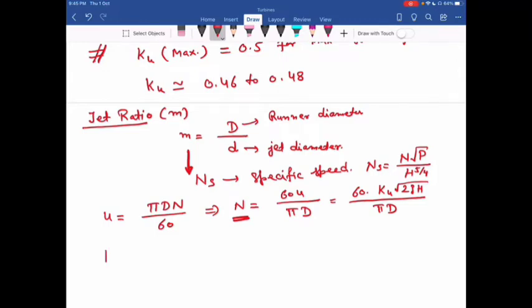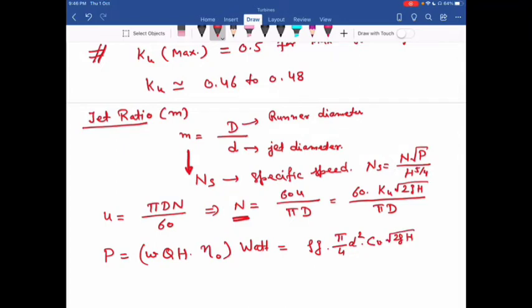Then P, you can see power is given by W Q H into overall efficiency, that is the power output. So this is in watt. Now W I can write as rho g into Q. Now Q I can write as discharge, that is pi by 4 d square into Cv into under root of 2gH.